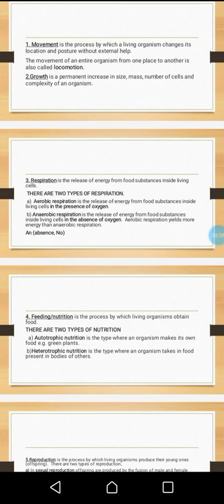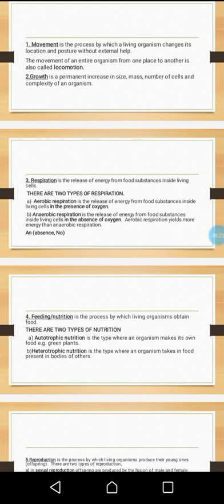I'll give an example. Change of location. A human being posing for a photo. You touch your waist, that is posture. You sit, that is posture. You lean forward, that is posture. But movement is when you move from point A to point B, from where you stay to town.